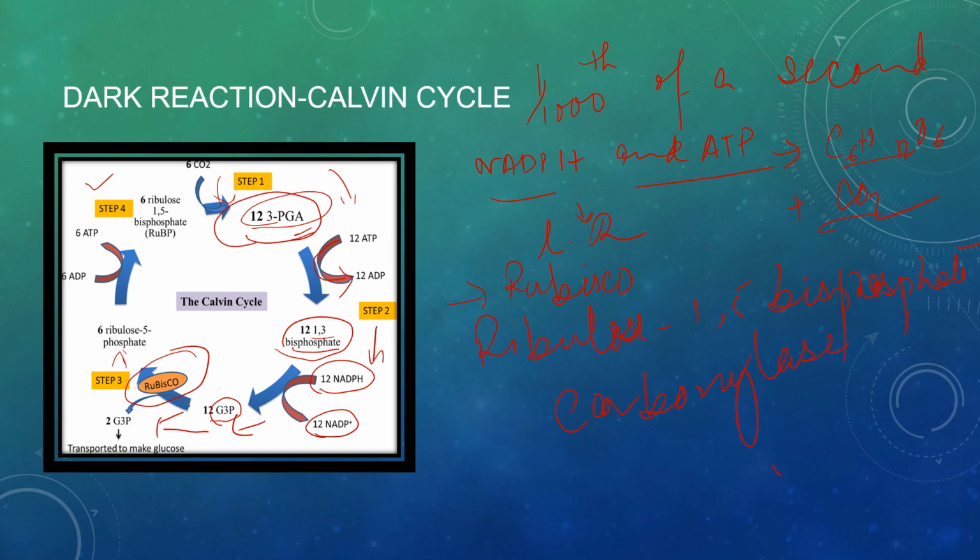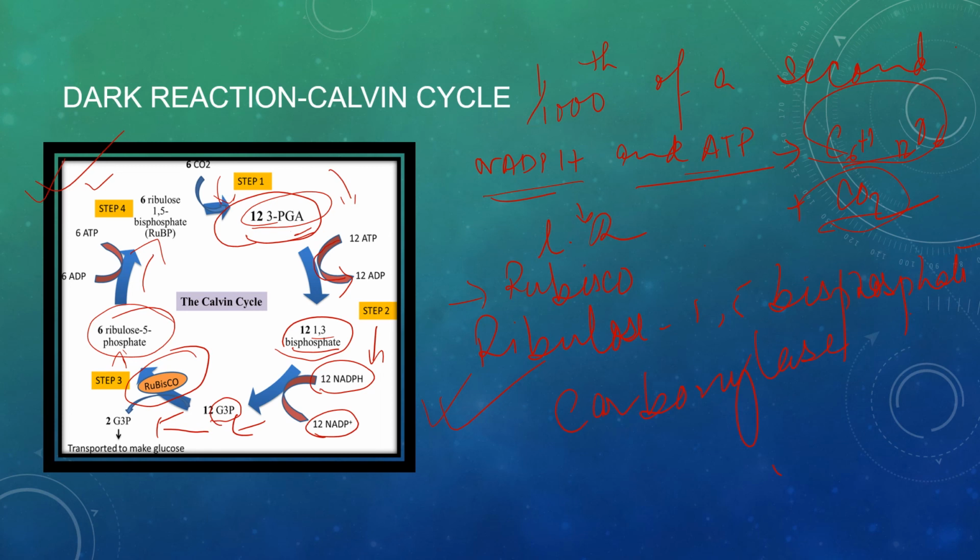Then the product is ribulose 5-phosphate. So this is a biochemical reaction. Generally you will be studying this in the biochemistry part, but try to understand this quick flow diagram for your benefit. Just remember that NADPH and ATP are used to form sugar from carbon dioxide, and the full form is ribulose 1,5-bisphosphate carboxylase.